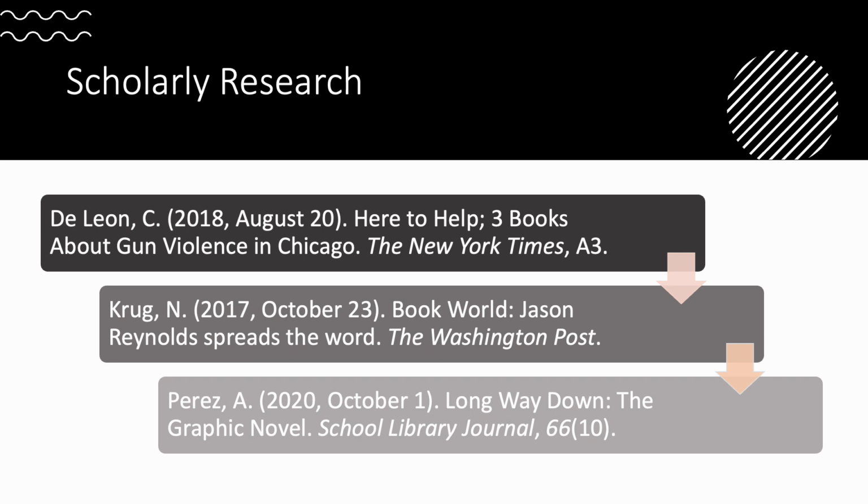Here's my scholarly research, and so you can kind of see that I've got something from the New York Times, the Washington Post, and the School Library Journal. One of them just is on books that could help talk about gun violence. And this article in the New York Times cited Jason Reynolds' book as one of those. The next one is from the Washington Post. It's Book World, Jason Reynolds Spreads the Word. And then the last one I found from the School Library Journal was more about the graphic novel version.